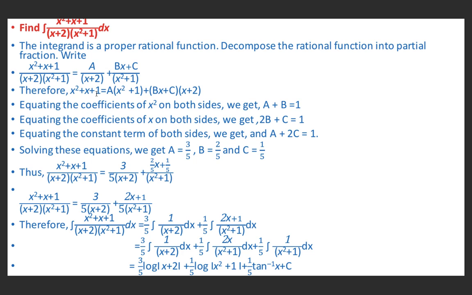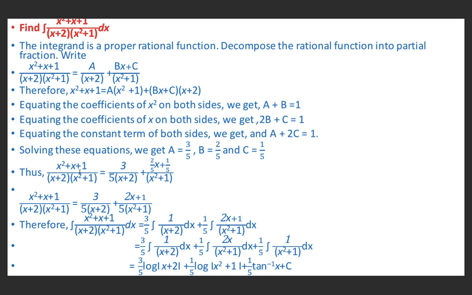Now the constant term. On the left the constant term is 1. On the right the constant term is 1 into a, and also 2 into c, 2c. So a plus 2c equal to 1. So on equating the coefficients of x square, x and constant term on both sides, we get a plus b equal to 1, 2b plus c equal to 1, a plus 2c equal to 1. You can easily solve these equations to get a equal to 3 upon 5, b equal to 2 upon 5, c equal to 1 upon 5.